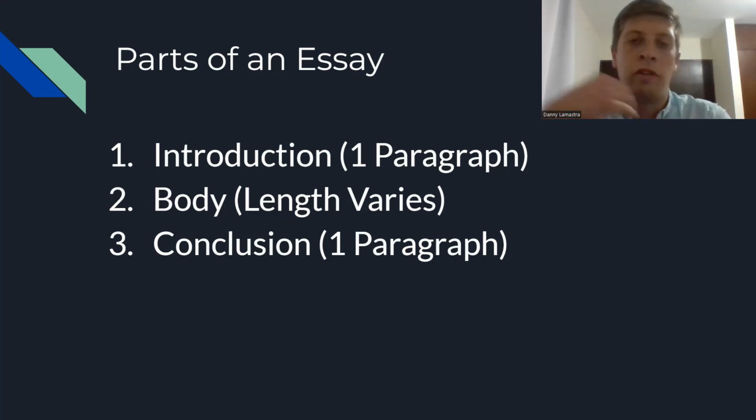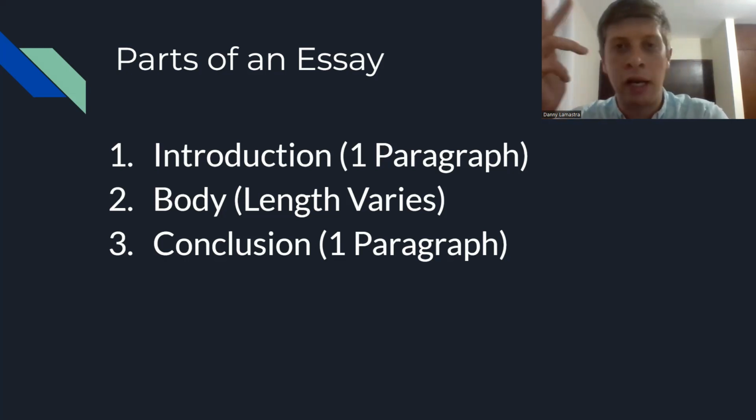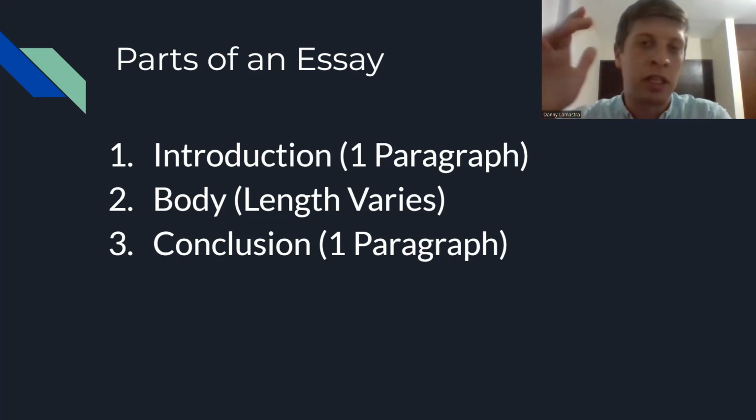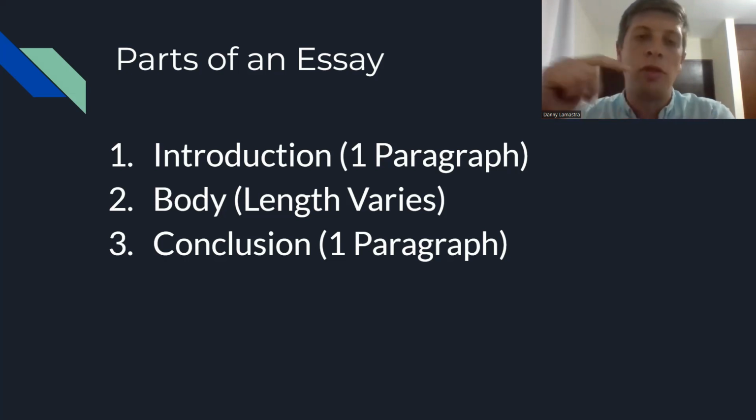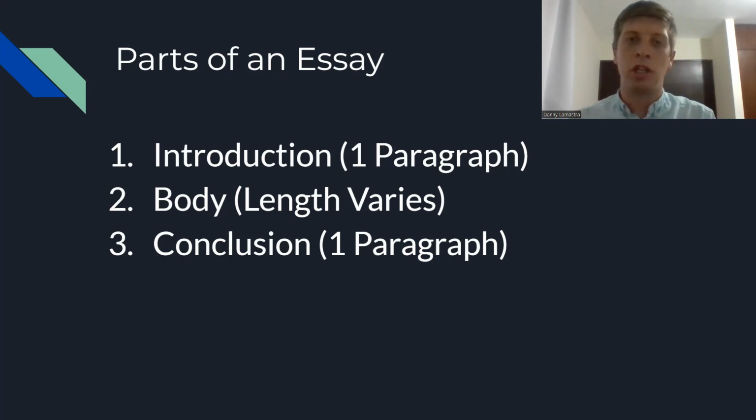And so the three parts of a research paper or an essay are the introduction, body, and conclusion. And this, again, may seem pretty elementary, pretty basic, but it's important just to make sure that we're all on the same page here. The body is really what's going to vary in length, depending on how long of a paper you are writing. The introduction is pretty much always going to be one paragraph. The conclusion is pretty much always going to be one paragraph. The body is what is really going to vary in length as you're writing.